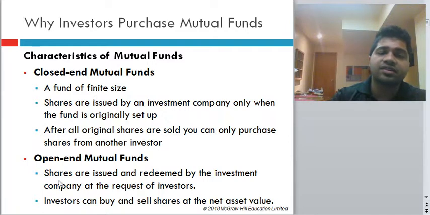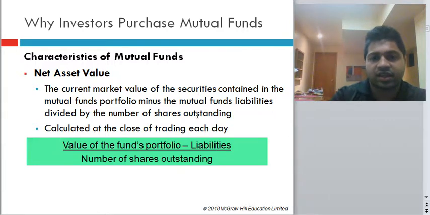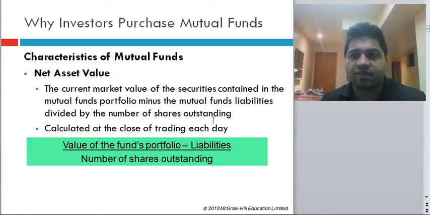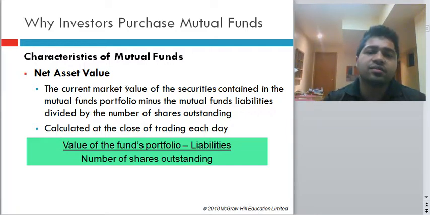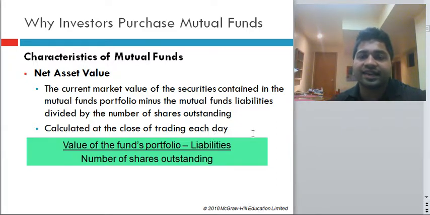Open-ended mutual funds: shares are issued and redeemed by the investment company at the request of investors. Investors can buy and sell shares at net asset value. Net asset value is the value of the units that you have. It is the current market value of securities contained in the mutual fund portfolio minus the mutual fund liabilities, divided by the number of shares outstanding. It is calculated at the close of each trading day.